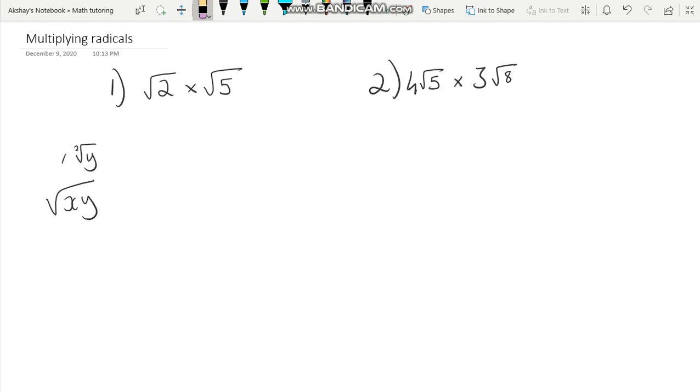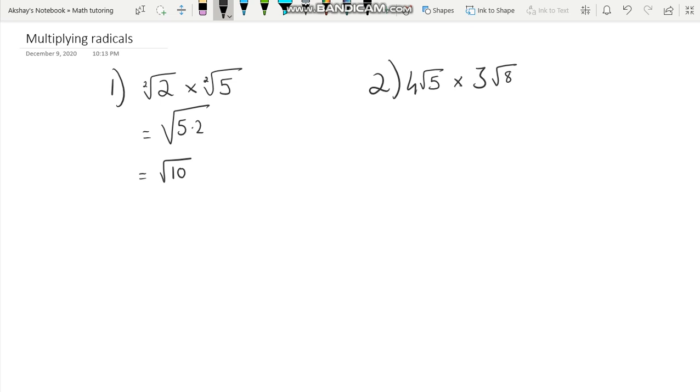So let's look at a simple example here. We're given root 2 times root 5. We're asked to multiply these two radicals together. Because I have the same index of 2, I can multiply my radicand. So I have 5 times 2, which is just the square root of 10.